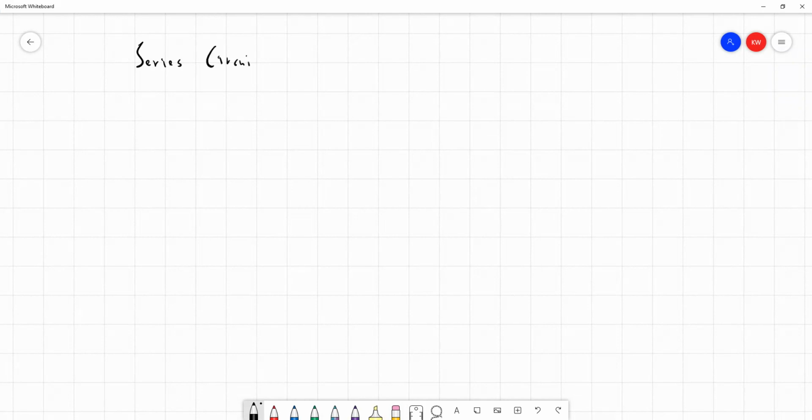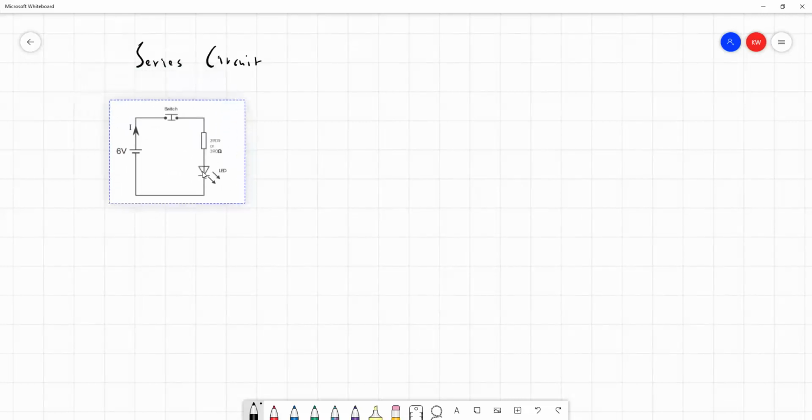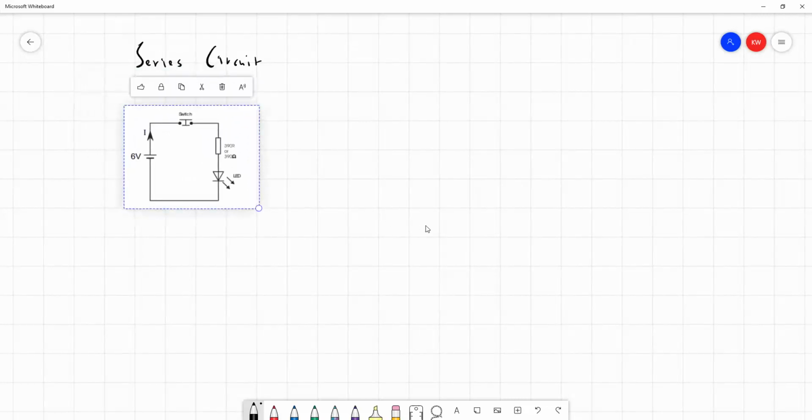Well, here is an example of a series circuit taken from page 16 of the course notes. What defines a series circuit is that the components are connected in series. That means in order, so that they form a continuous loop, in a line end to end. There's no side or parallel branches. So this is what we mean by a series circuit.